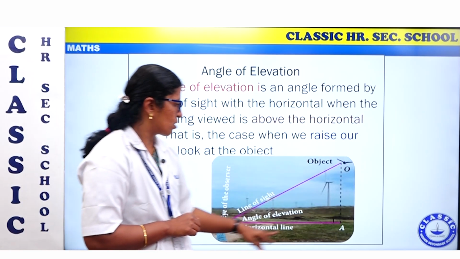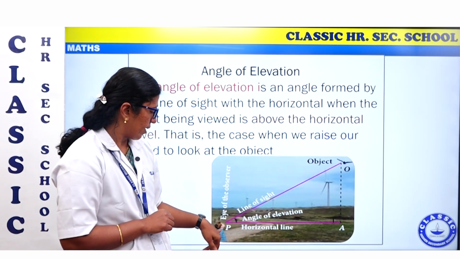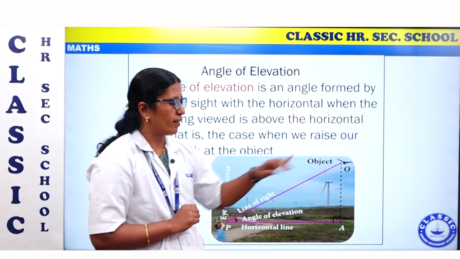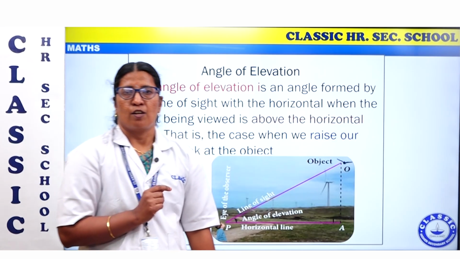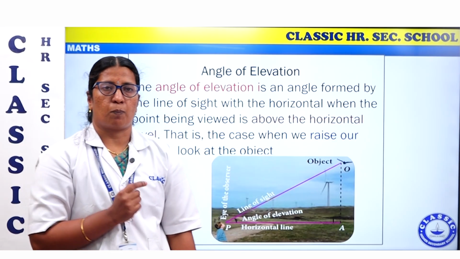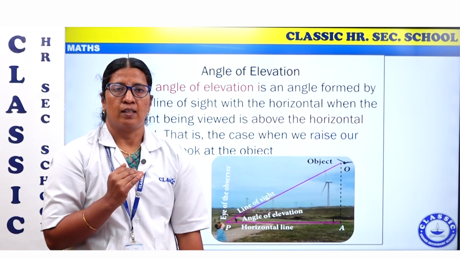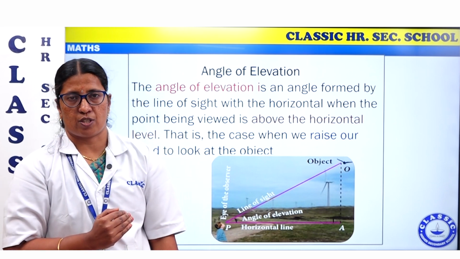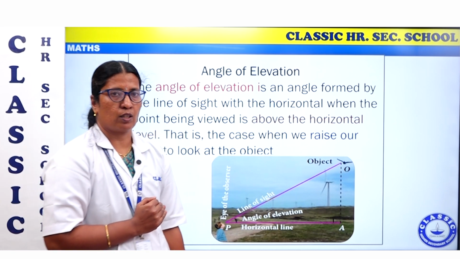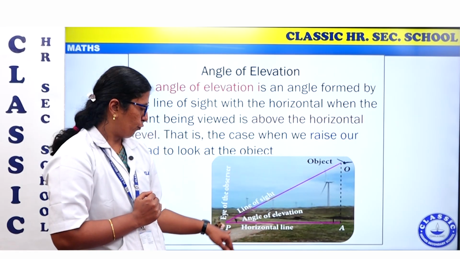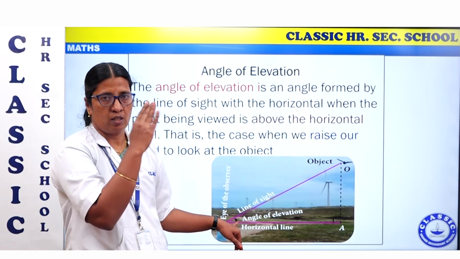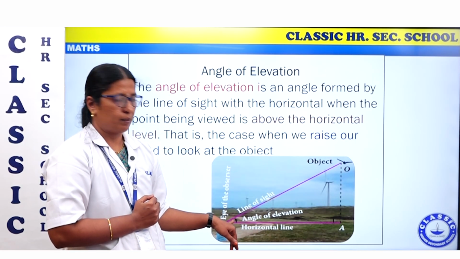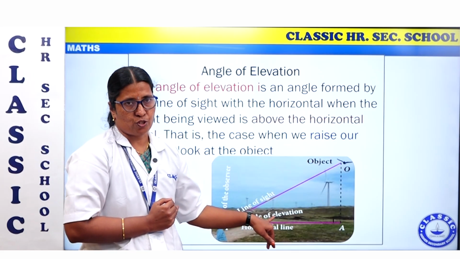Based on this, in this triangle, the boy is standing here. He wants to observe the object on top in the sky. While you observe an object at the top of the sky or the top of a building, you raise your head and you get an angle called the angle of elevation. If you are standing on the ground, that is a horizontal line. If you raise your head to see the object, you get the angle of elevation.